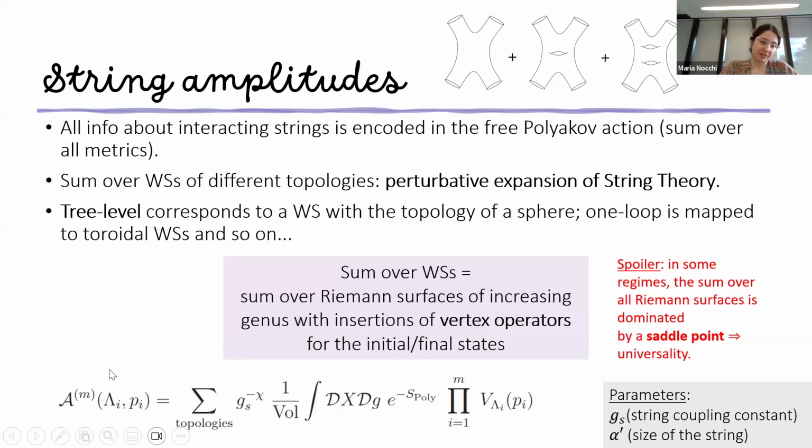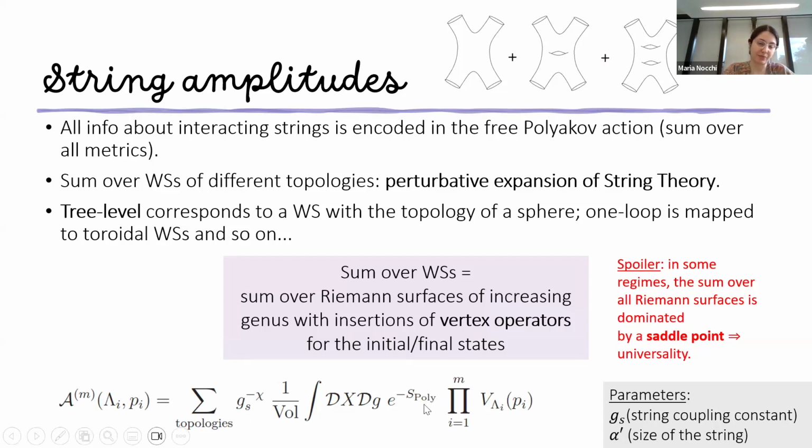Yeah, here I just reported some general schematic form for the endpoint amplitude, which is a function of the insertions of the vertex operators on these worksheets. And the two parameters of string theory in this case are the string coupling constant, g_s, which is the coupling which you expand in powers of. And then we have alpha prime.